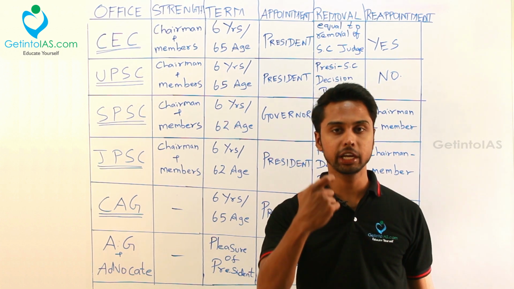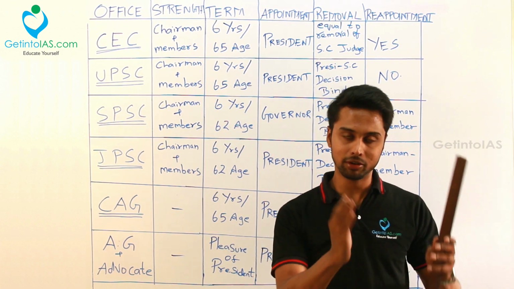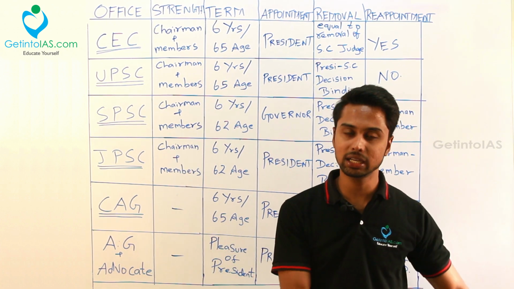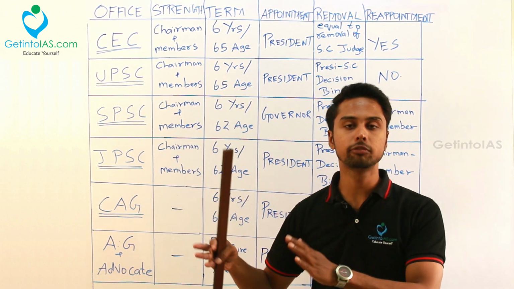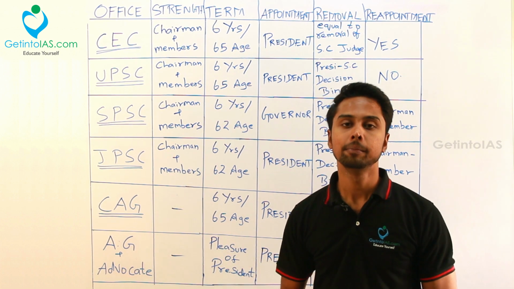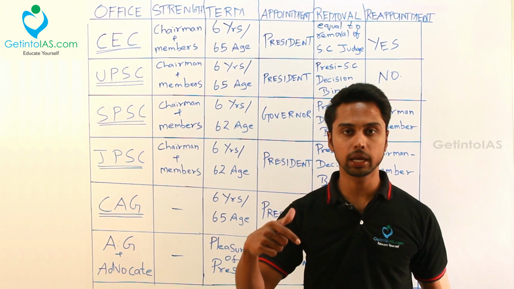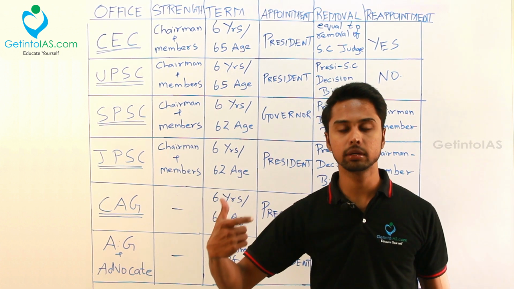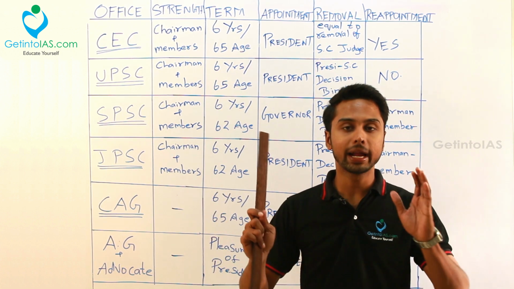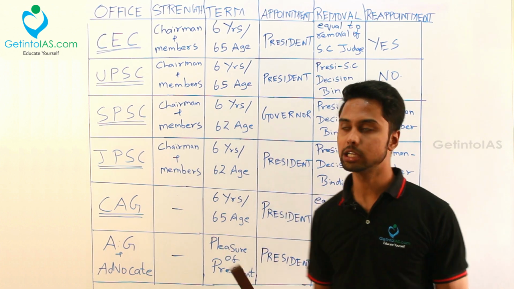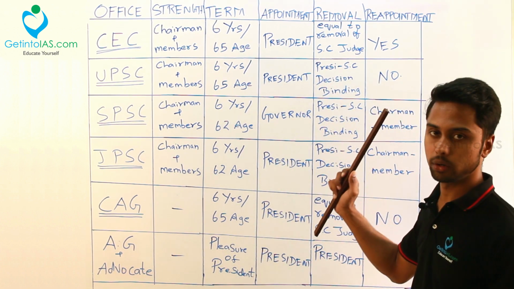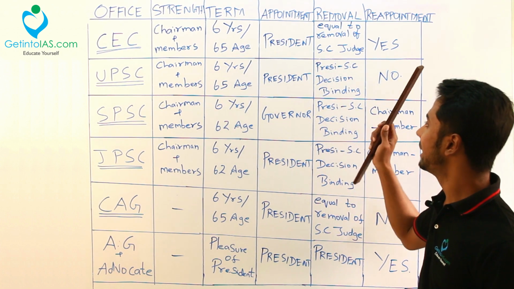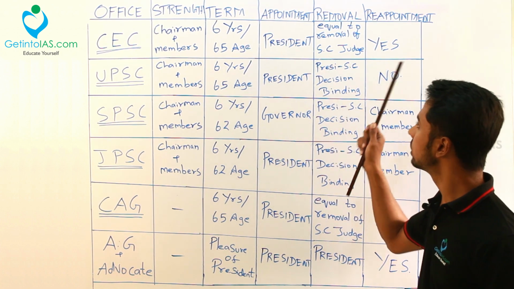When the ground is misbehavior, then your President will refer that case to the Supreme Court, and the Supreme Court will form a commission to inquire into that case. That commission will give advice, which means the Supreme Court is giving the advice to the president, and that advice given by the Supreme Court is binding on the president. That's what I have written here: decision binding. The president will refer the case to the Supreme Court, and the Supreme Court will give an advice. That advice or decision is binding on the president.